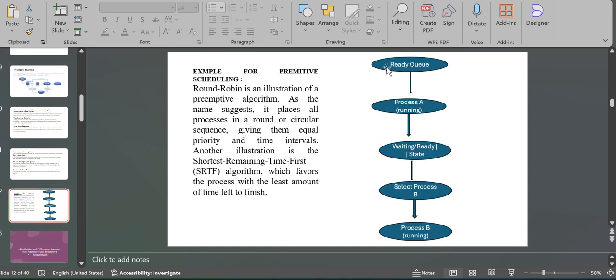Here you can see the diagram: ready queue, process A running, waiting or ready, select process B, and process B running. Here are examples of preemptive scheduling. Round robin is an illustration of a preemptive algorithm. As the name suggests, it plays all the processes in a round or circular sequence, giving equal priority and time intervals. Another illustration is the shortest remaining time first algorithm. This favors the process with the least amount of time left to finish.